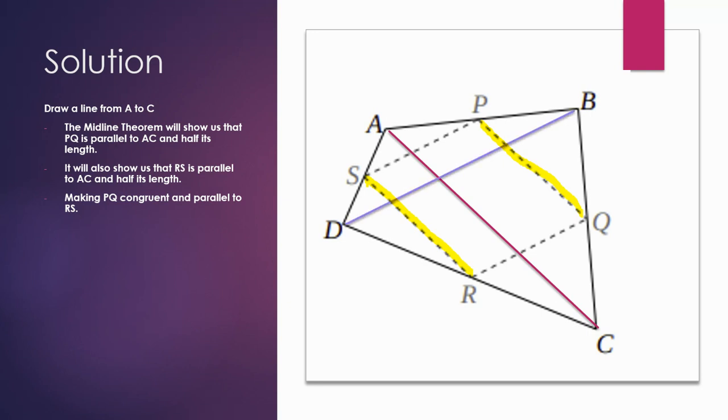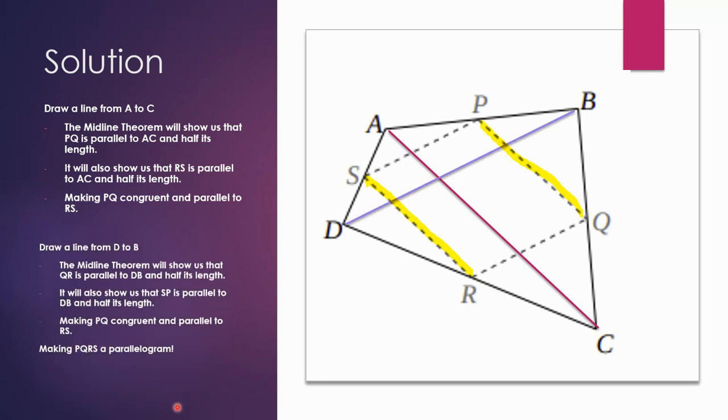Our next step is to draw DB. So if we draw DB, that gives us another two nice triangles, triangle BCD and triangle DAB. Again, using the midline theorem, we can see that QR, because Q is the midpoint of BC and R is the midpoint of CD, is parallel and half the length of DB.